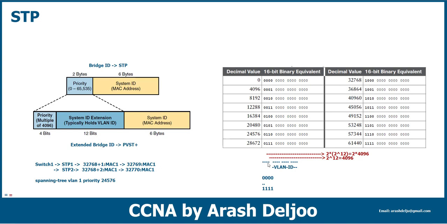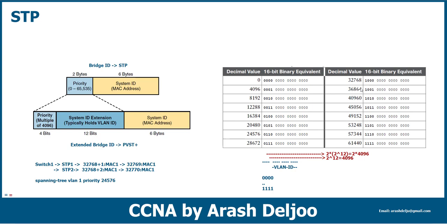When you are using 0010, the value equals 8192. When you are using 0011, the value equals 12288. When you are using 0100, the value equals this value. And finally, you can reach, with all four bits 1, 61,440. Because of that, we are using numbers in increments of 4096, because these 4 bits are the multiplier of the 4096.